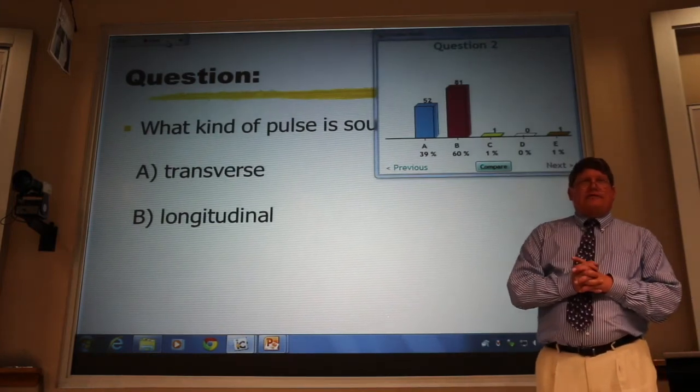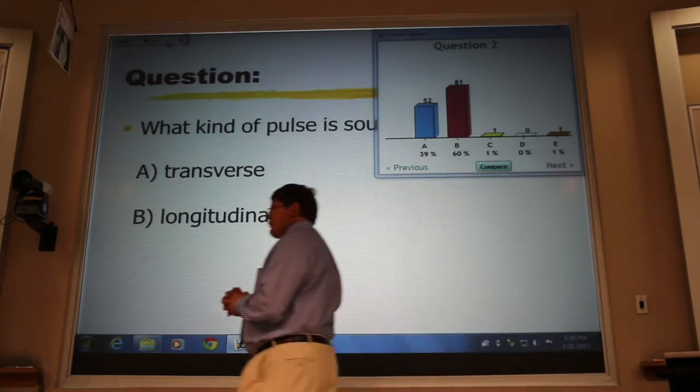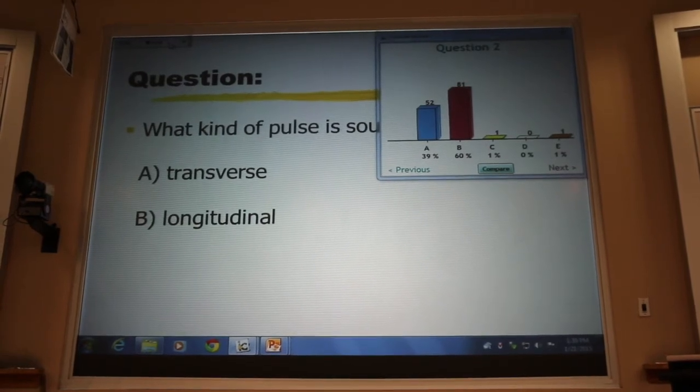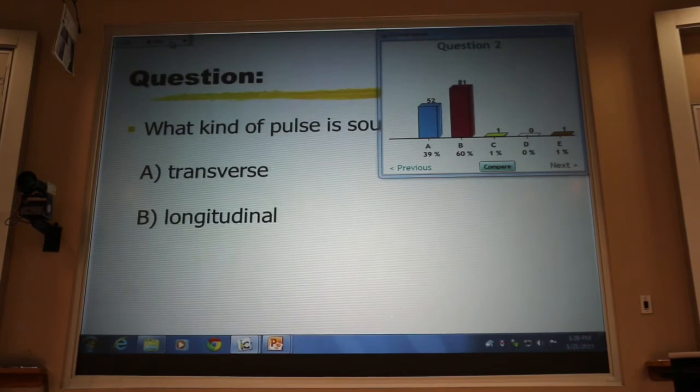Longitudinal is the correct answer. In order for a transverse pulse, I have to be able to lift my neighbor perpendicular to the motion of the pulse. In other words, I have to be tied to my neighbor tightly enough that when I'm lifted up, I can lift up my neighbor.